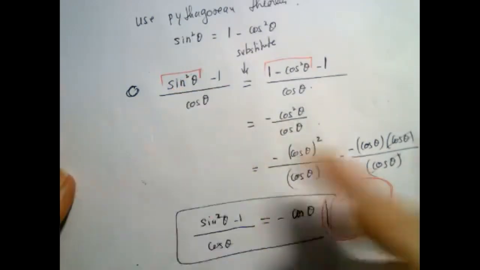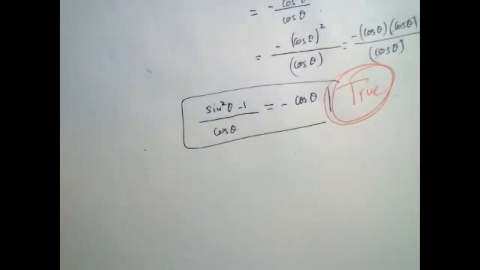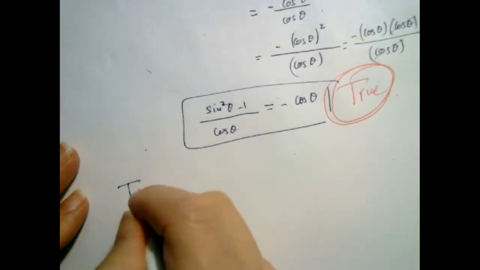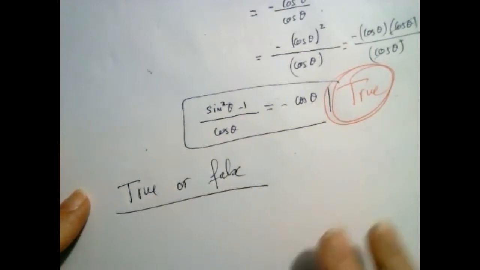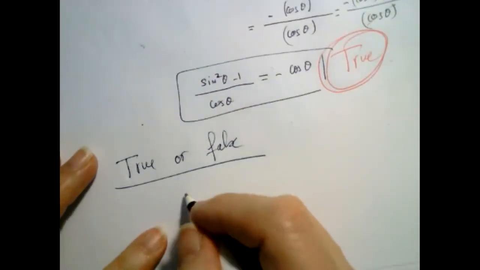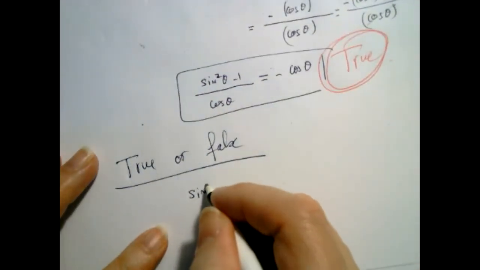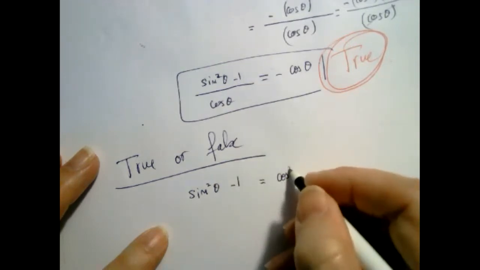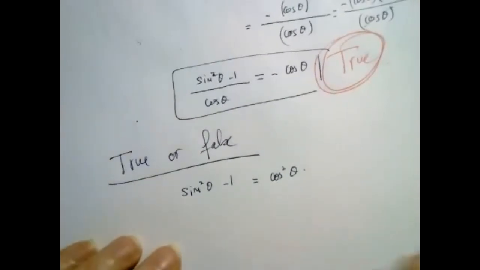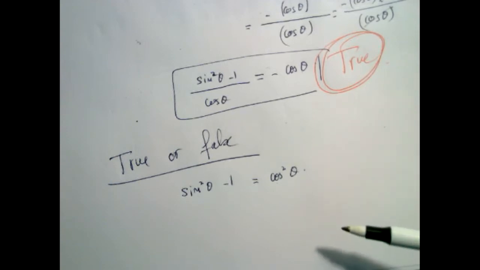Sine square. Let me add the following question now to this. True or false? Sine square theta minus 1, is this equal to the cosine square theta? True or false? Because I want you to be able to understand where the mistake is coming from. Is this true?